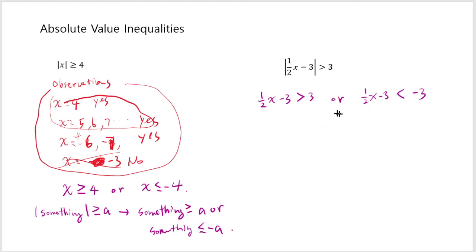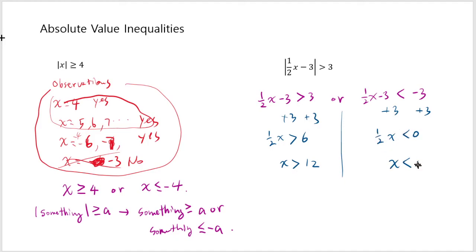Okay, now let's just solve these two separately. So if I add 3 both sides, 1/2 x would be bigger than 3 plus 3, which is 6, and then I multiply by 2, so x would be greater than 6 times 2, which is 12. Over here, if I add 3 both sides, well, that's a 0, right? So 1/2 x is less than 0, and if I multiply by 2, x is simply less than 0. Okay, and because it has an or, this should be an or.